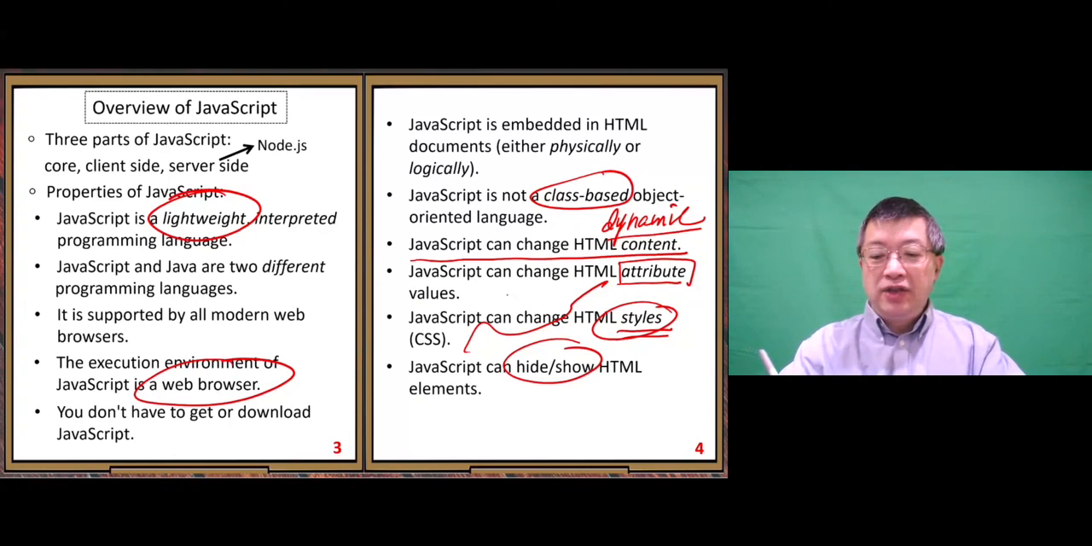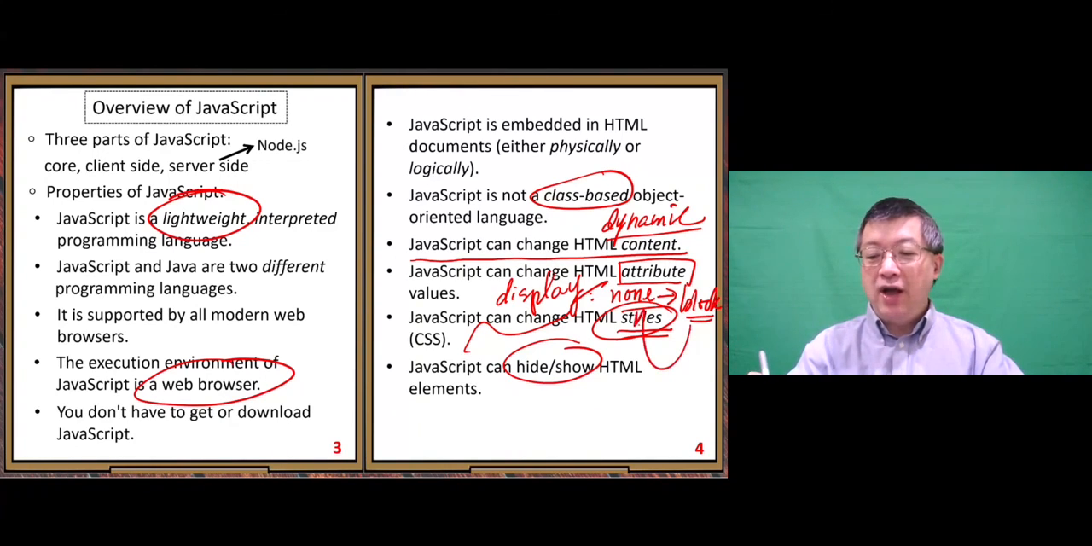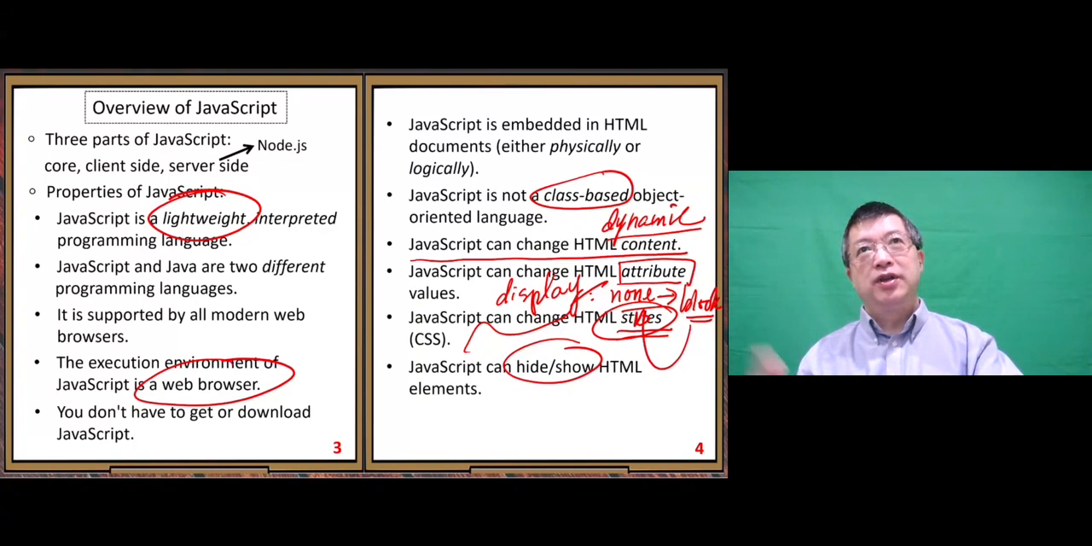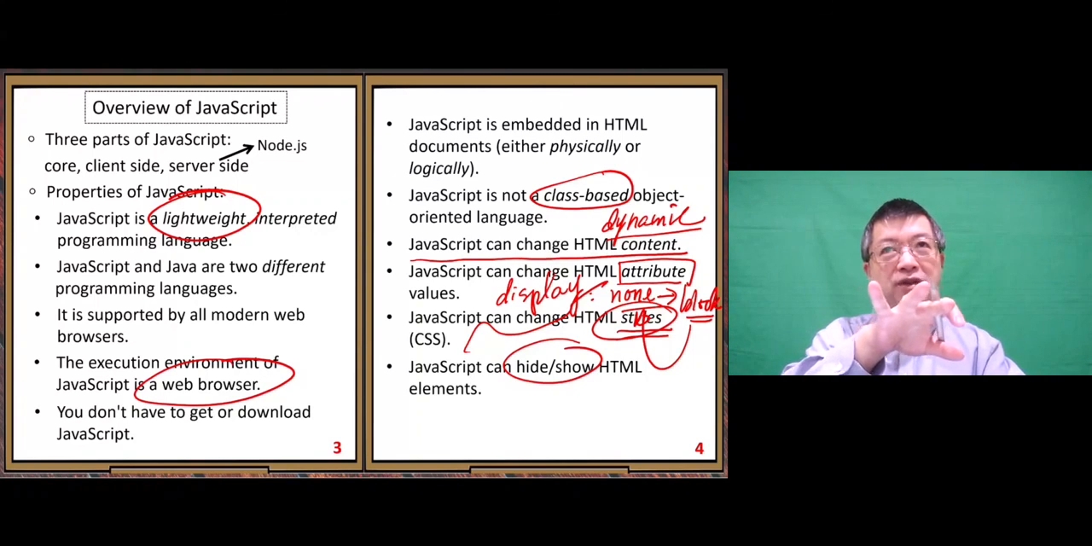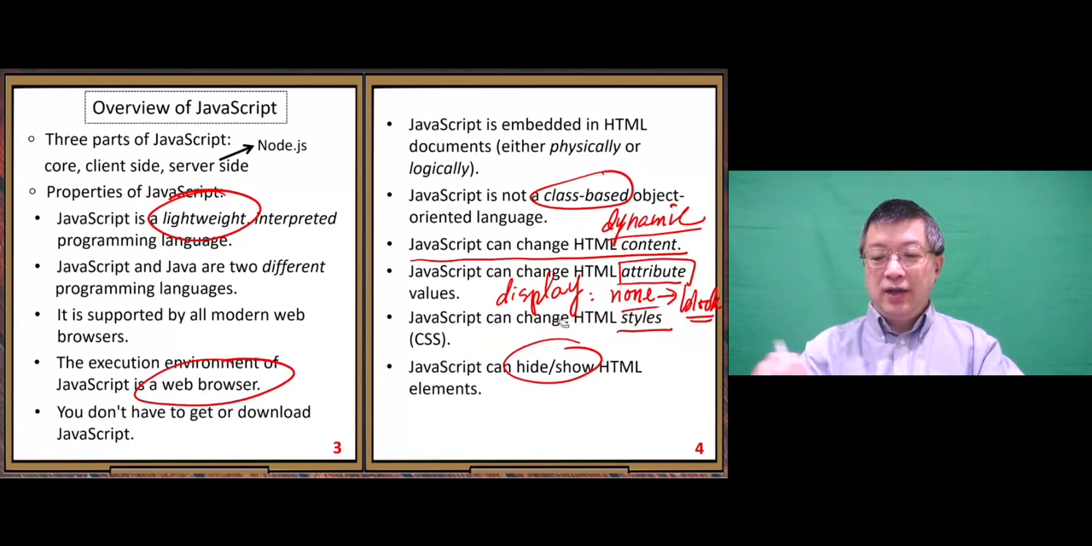Remember the display property, right? Display property from none to block, or from block to none. If you do that change, you hide. From none to block, you show it. You can do a lot of things.